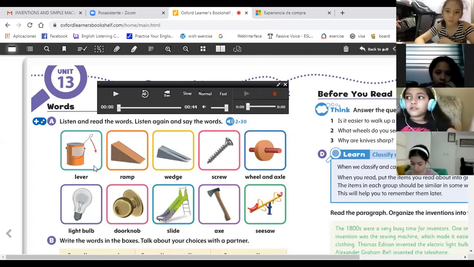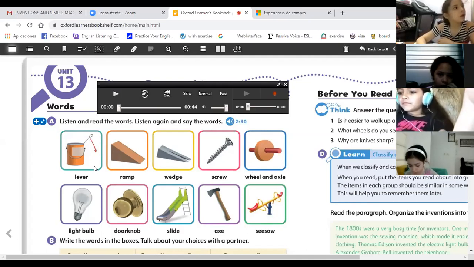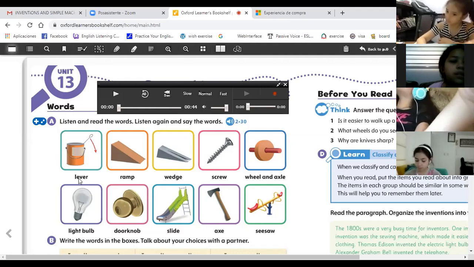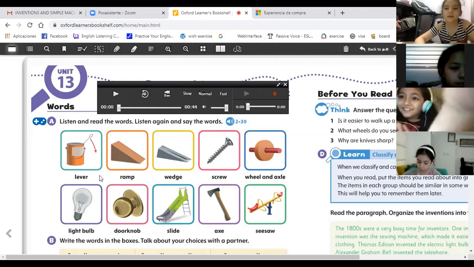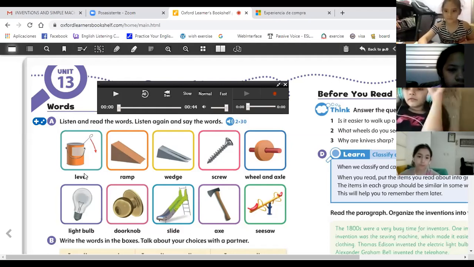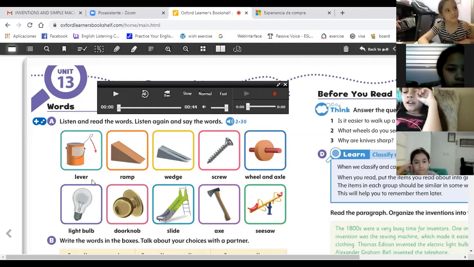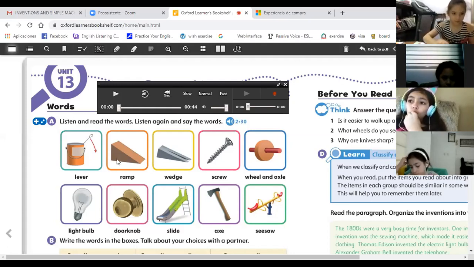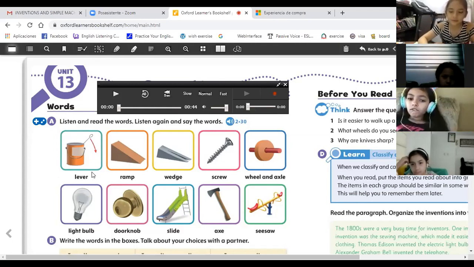Great. Now, I need some volunteers to say the words. For example, I would like to listen to Shareni with the first word. Can you say the word? We are practicing the pronunciation, Shareni. And you were practicing. I could see you. Congratulations. So could you help me to say the first word, please? You can do it, Shareni. The first one over here. Lever. Excellent. Thank you, Shareni.